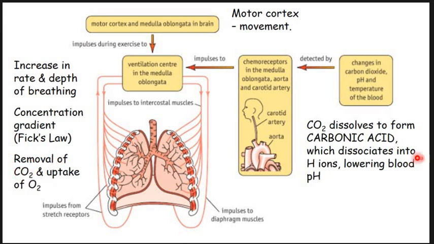Once the pH has gone back to normal, breathing rate will return to normal. And those impulses will be sent down to the intercostal muscles and the diaphragm to lower the rate of contraction, so you breathe slower.